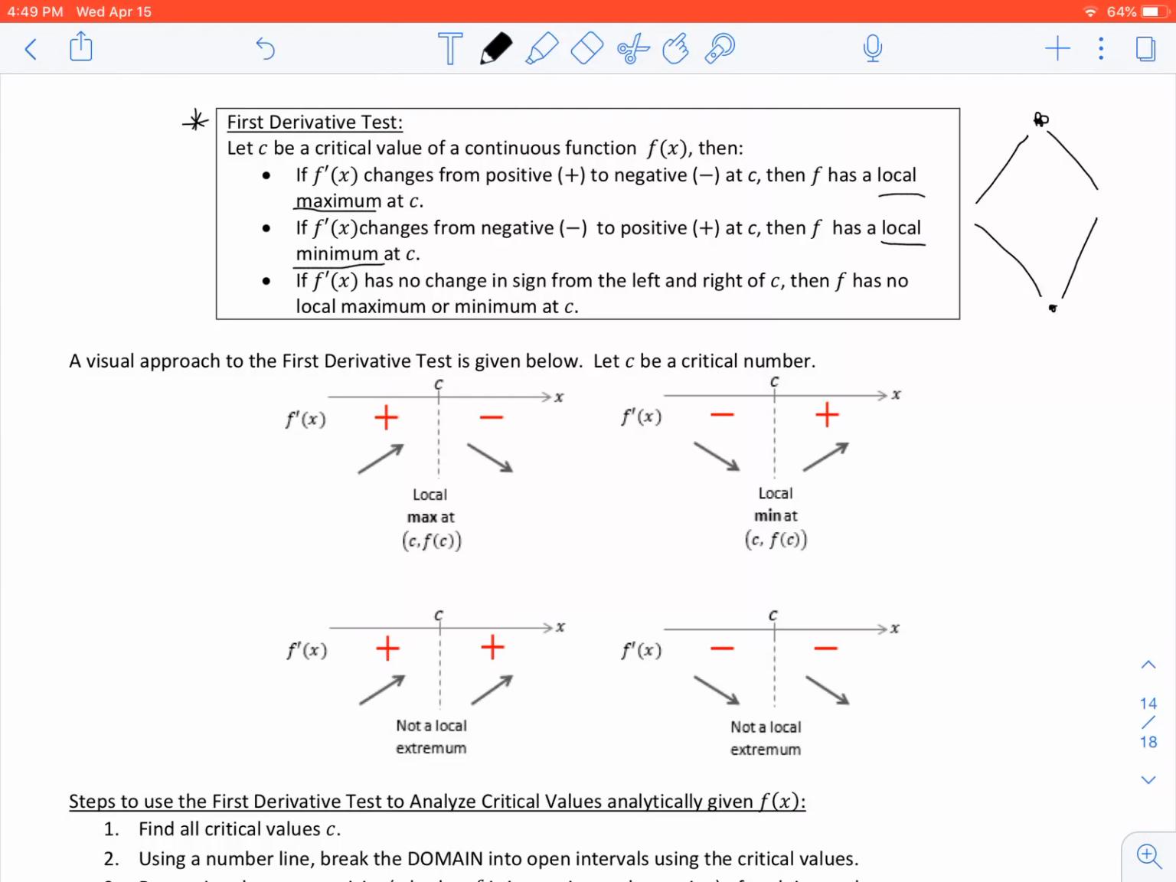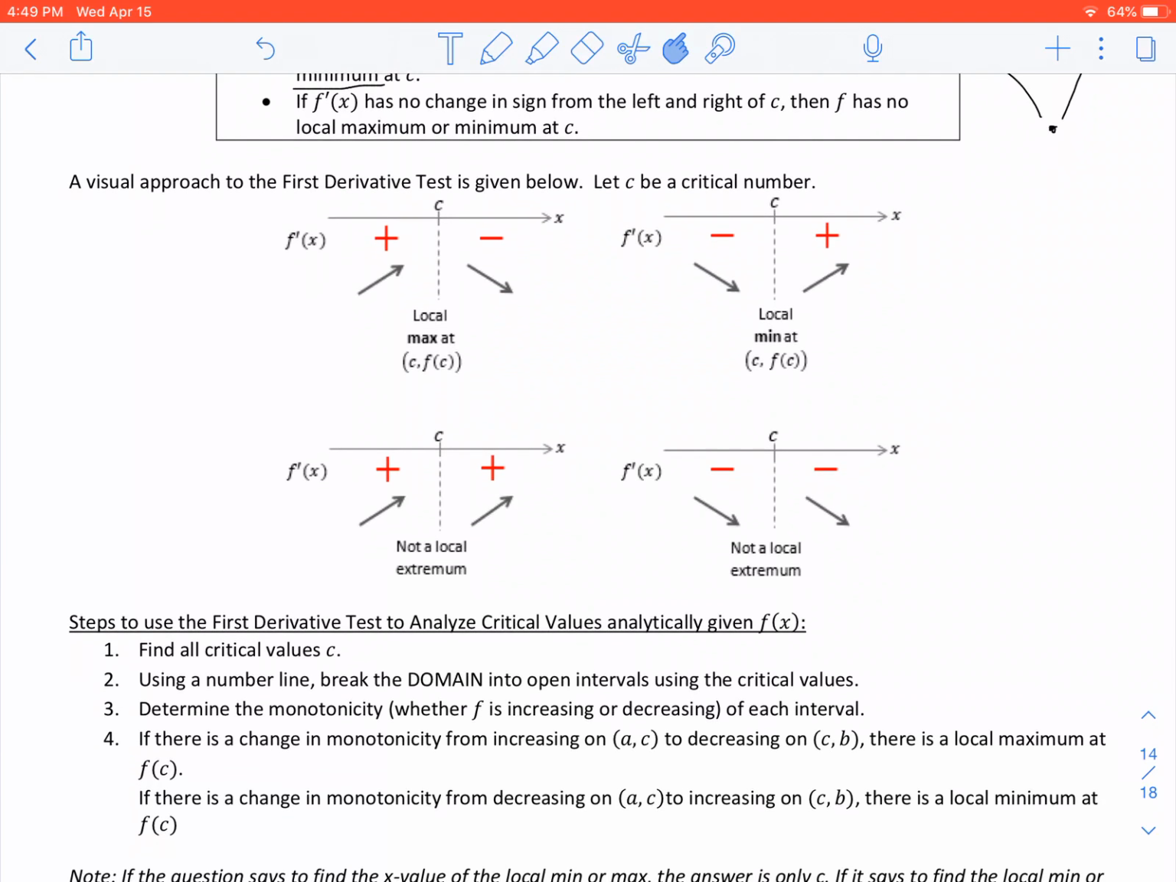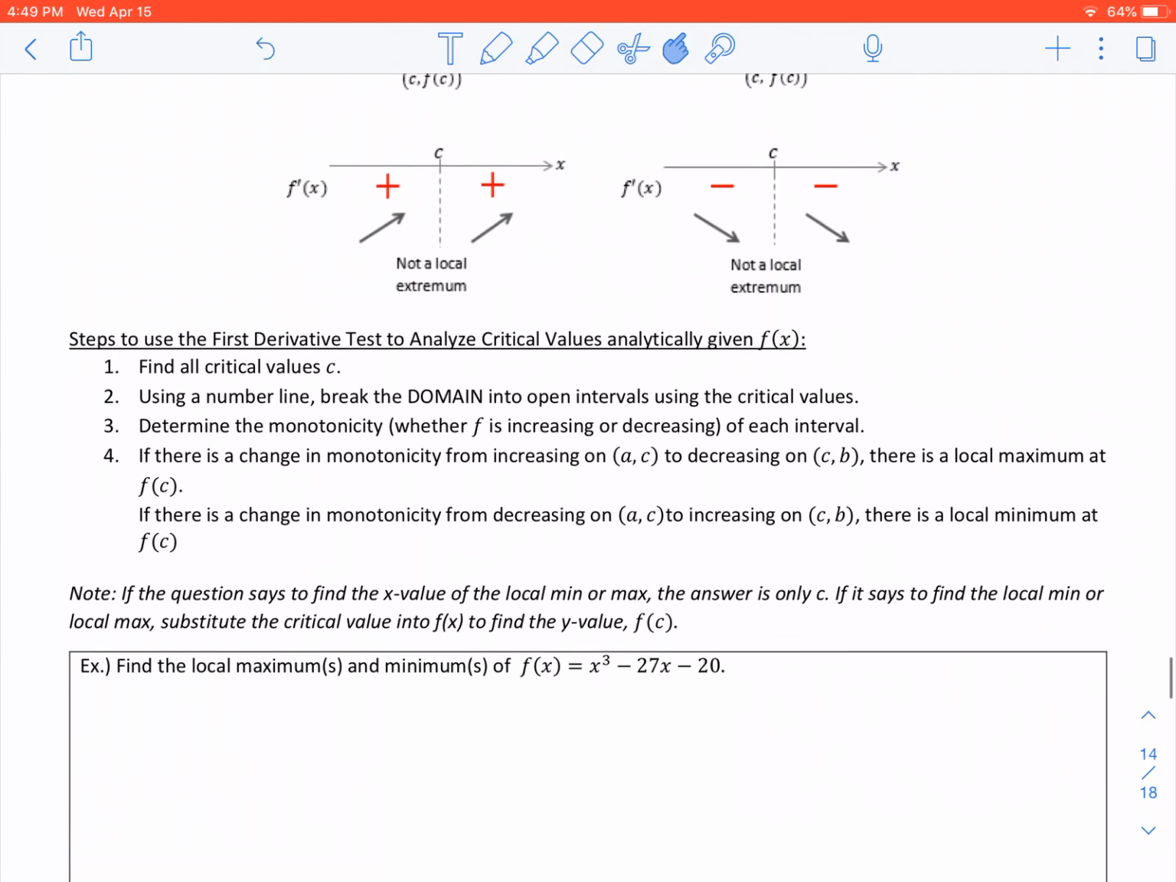And then it says if f prime of x has no change in its sign from left to right at C, then f has no local maximum or minimum at C. A visual approach to the first derivative test is given below. Let C be one of the critical numbers. And there are the 4 different scenarios that we could have, just for your reference.